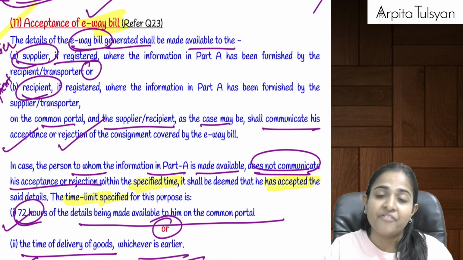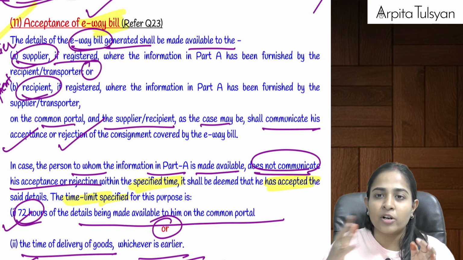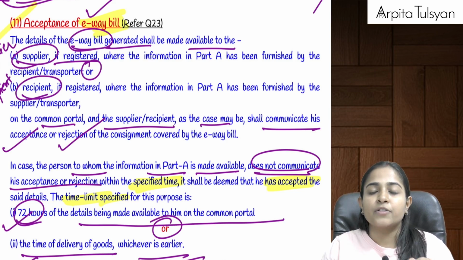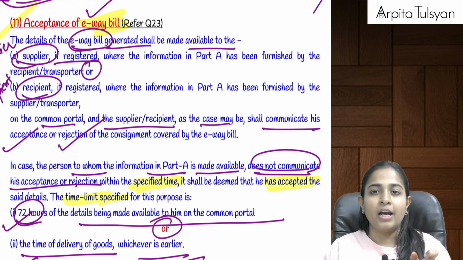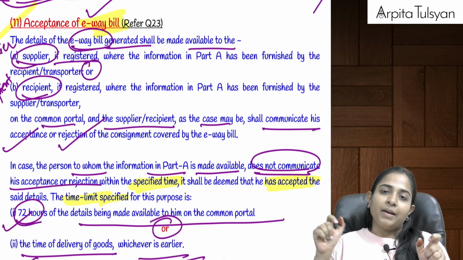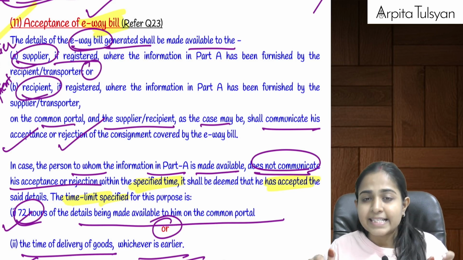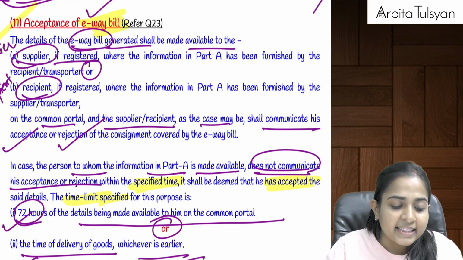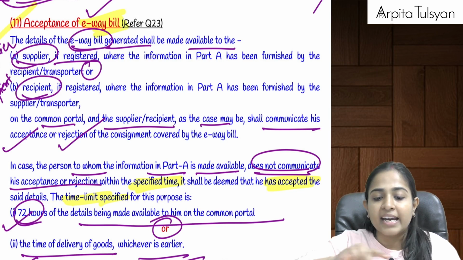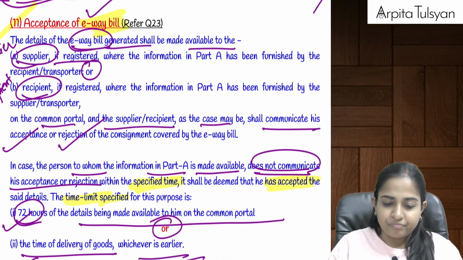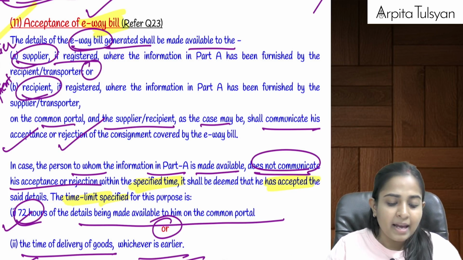What is the specified time period within which it should be accepted or rejected? 72 hours from the time when the data was made available under Part A, or before the delivery of goods, whichever is earlier. And while calculating this 72 hours, again that midnight provision will become applicable.